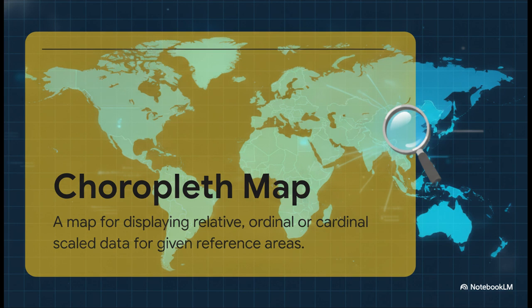Like, you wouldn't use a choropleth to map total population. That doesn't make sense. Instead, you'd use it to map population density, the number of people per square kilometer, perfectly filling those administrative borders with specific graded color schemes.